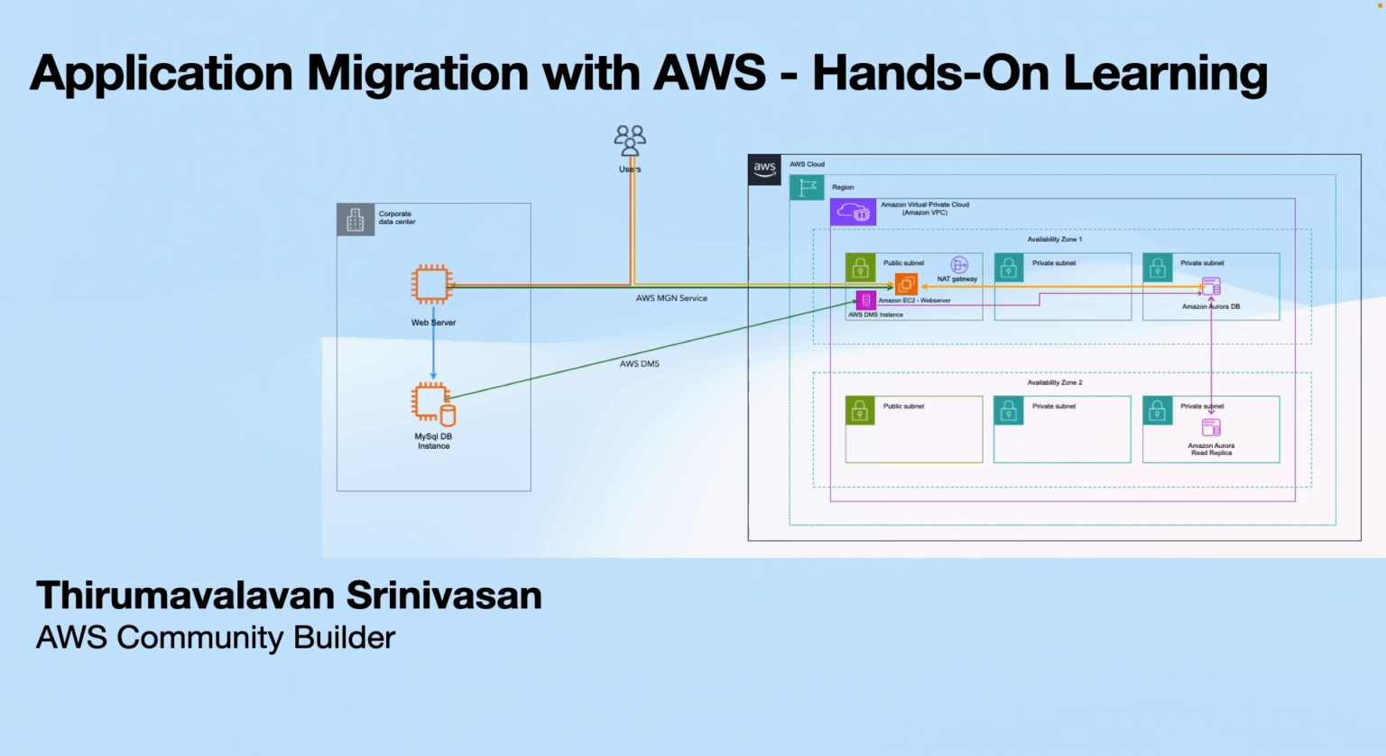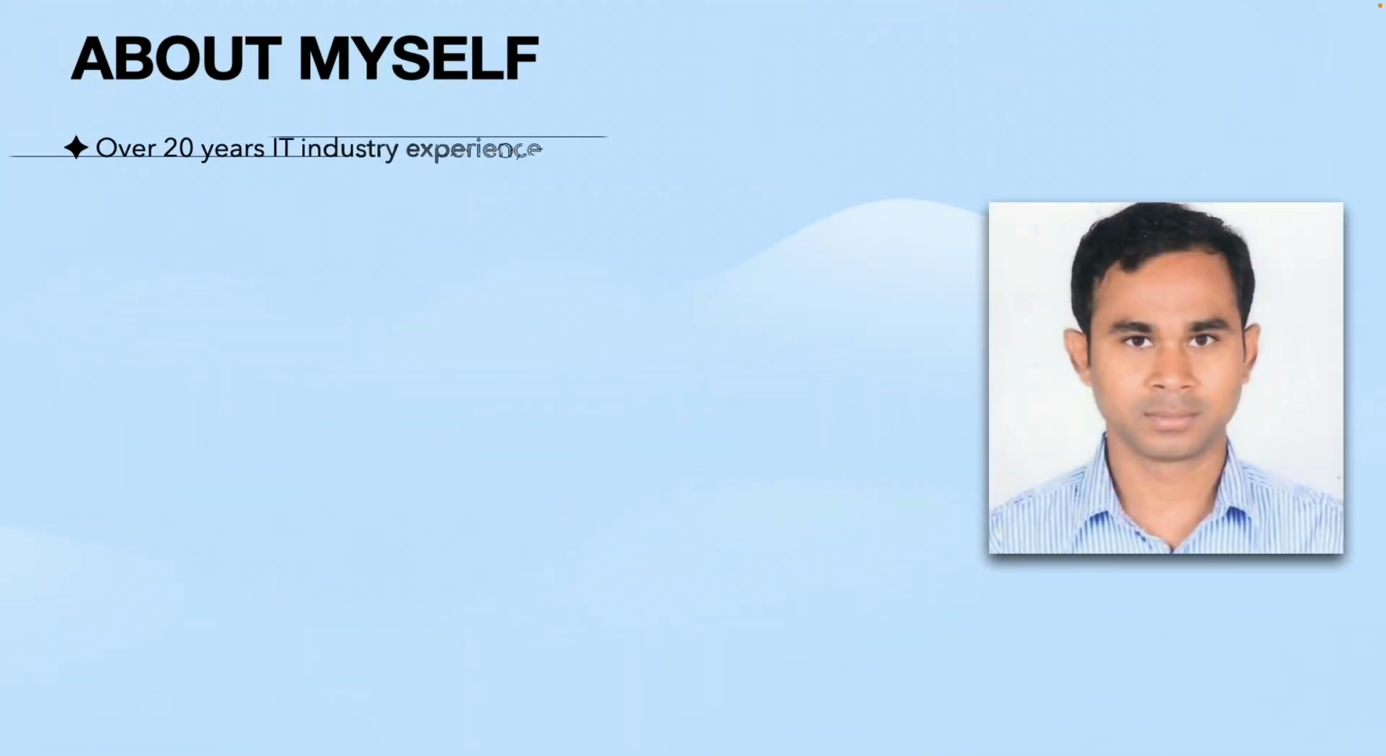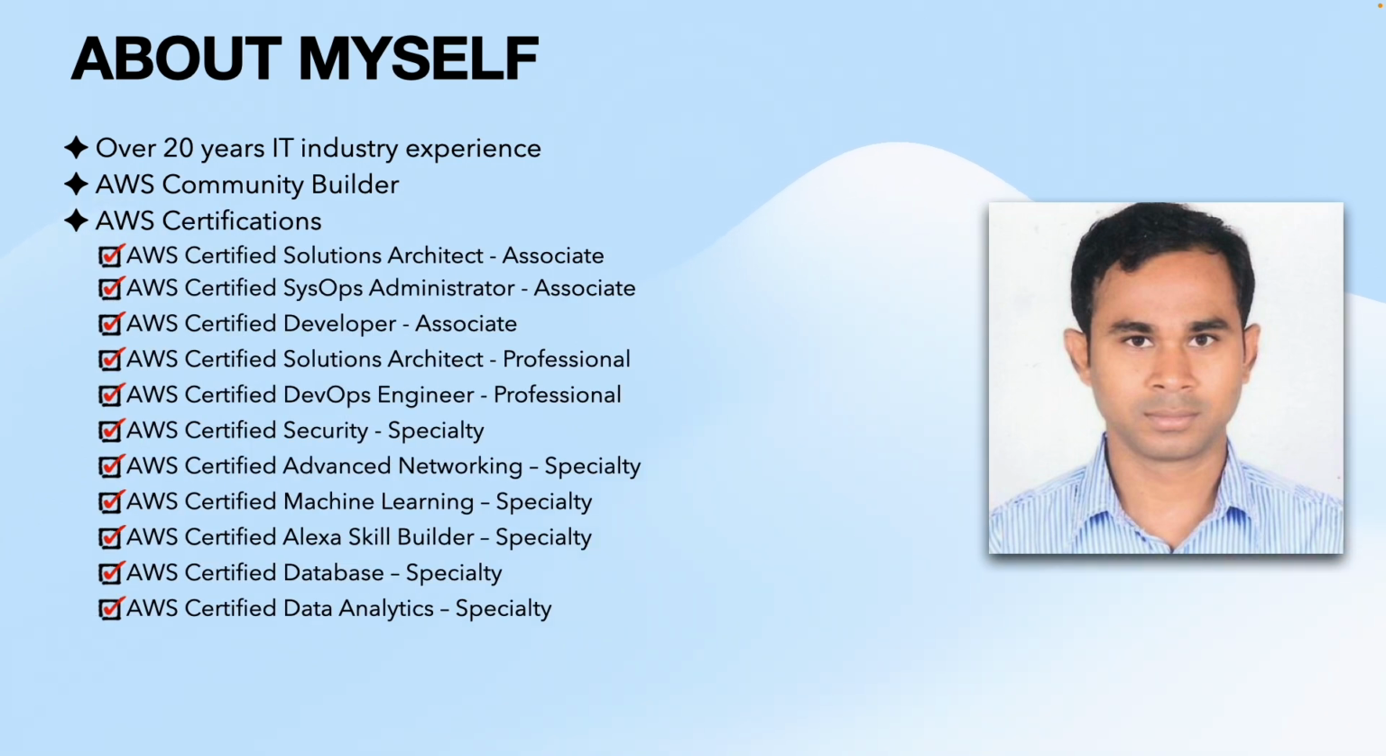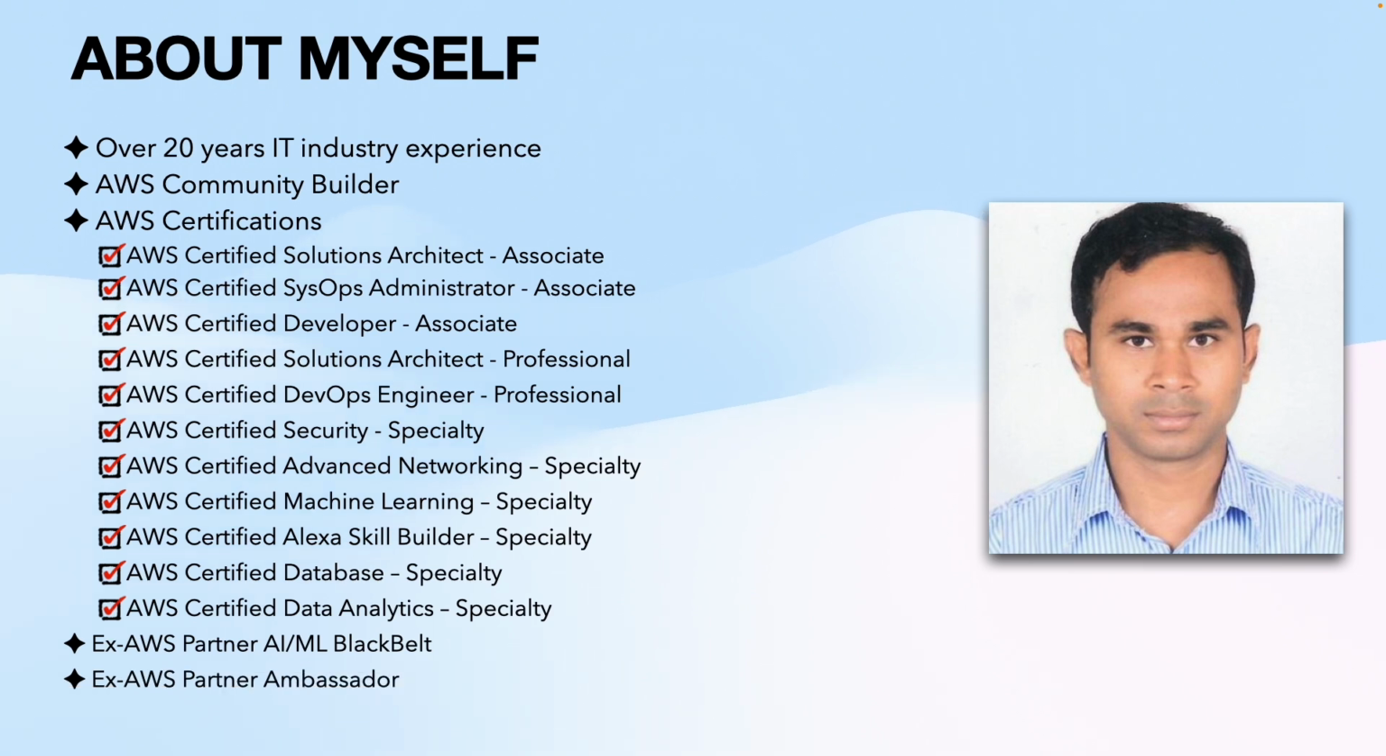Before we dive into the demo, let me quickly introduce myself. My name is Srinivasan and I have over 20 years of IT industry experience. I'm also an AWS community builder since 2021. And these are the AWS certifications that I have achieved in the past. I'm also an ex-AWS partner AIML Black Belt, and an ex-AWS partner ambassador. I think that's enough introduction about me.